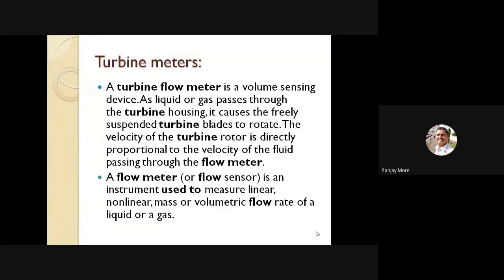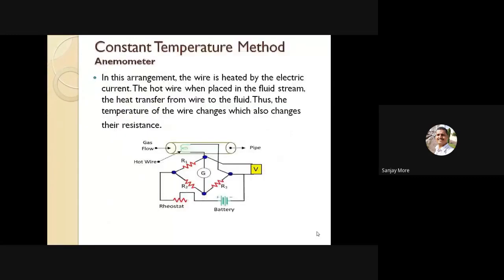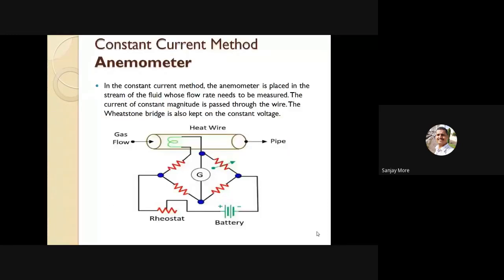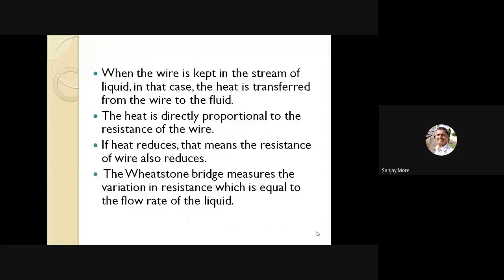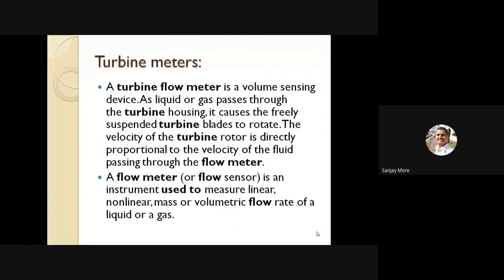In the last lecture, the anemometer point was completed. In that, two subtitles were there: constant temperature method and constant current method. So today we are going to start a new point, turbine meters. Basically, turbine meters are used to measure the flow rate.